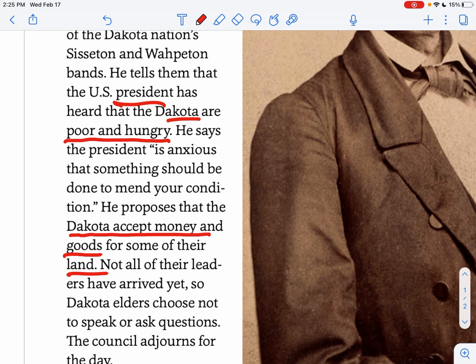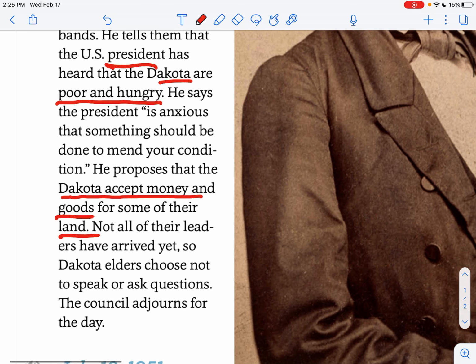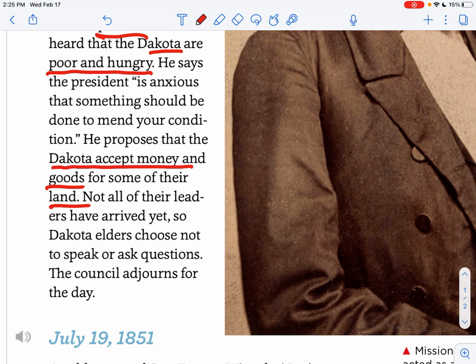Not all of the leaders have arrived yet, so the Dakota elders chose not to speak or ask questions. The council adjourns for the day. What does this word adjourns mean? That means they basically stopped working for the day.